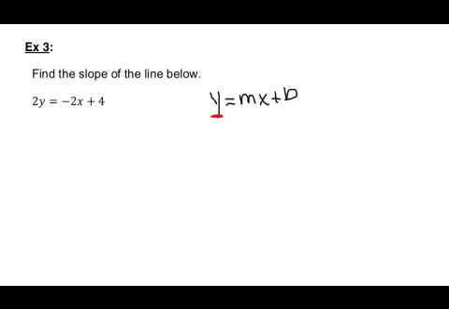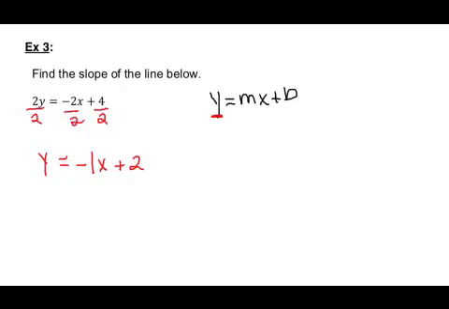what the slope is. So in order to get y all by itself, notice that 2 is multiplied by y. So to get rid of the 2, we have to divide everything by 2. So that gives us y equals, the negative 2 divided by 2 is a negative 1, or negative 1x, plus 4 divided by 2, which is 2.